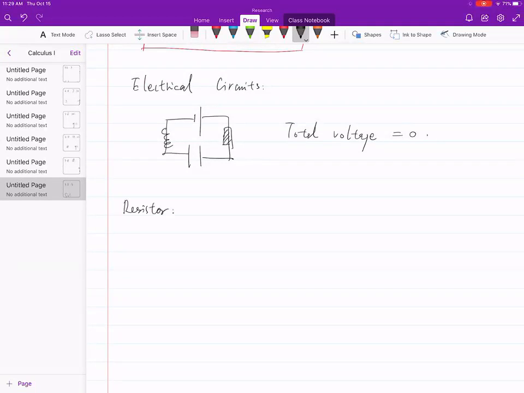capacitor, and inductor. Inductor here, capacitor here, and the resistor here. And each one of them produces some voltage with a different formula. For the resistor, it's R times I. This is by Ohm's law. R stands for resistance. I stands for current.